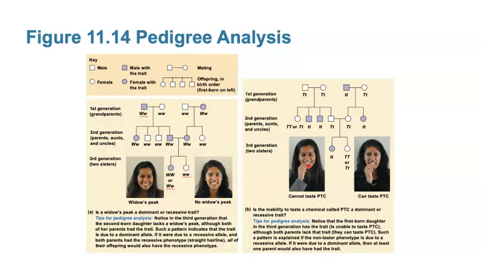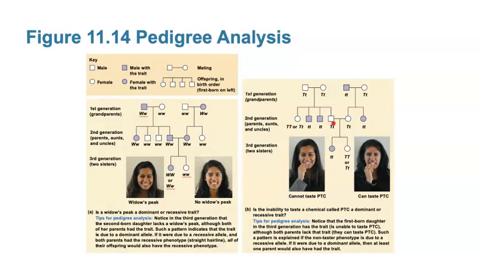This person cannot taste it. And all we're interested in is who cannot taste it, right? So we're coloring in the boxes of people who cannot taste it. That's the trait, not being able to taste. So these ones would not be colored in because they can taste it. This one's not colored in because they can taste it.